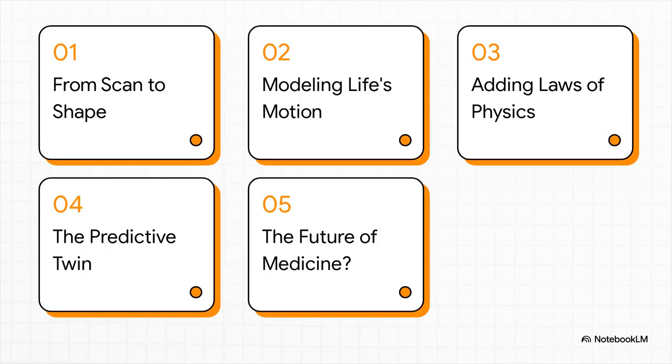Okay, so how do we actually get there? Here's our roadmap. First, we'll look at how you turn a flat scan into a 3D shape. Then, we've got to bring that shape to life by modeling its motion. After that, and this is key, we'll ground it in reality by adding the laws of physics. That foundation lets us build the predictive twin itself, which brings us to the big question. What does all this really mean for the future of medicine?